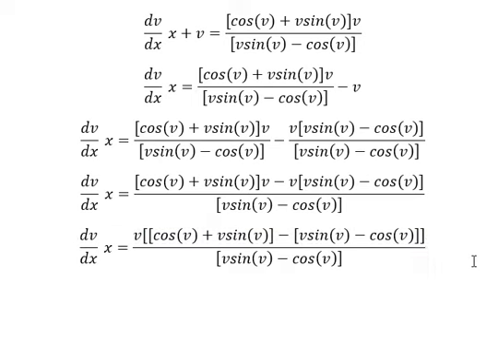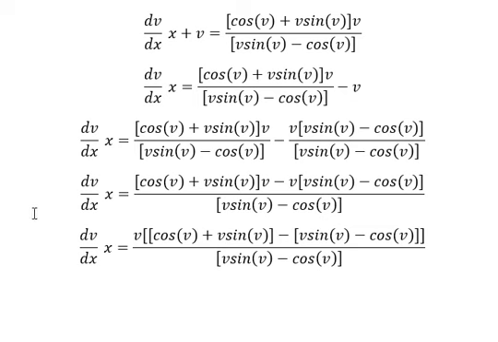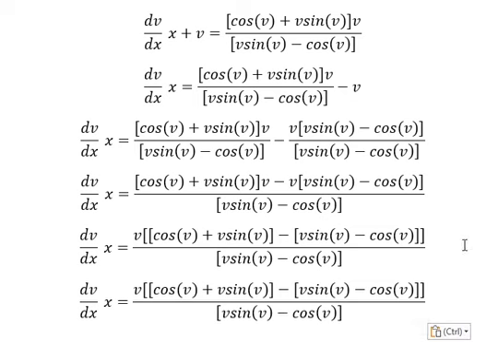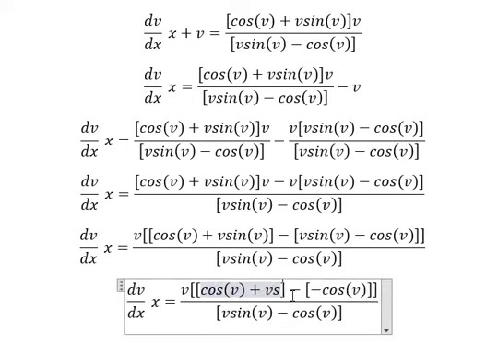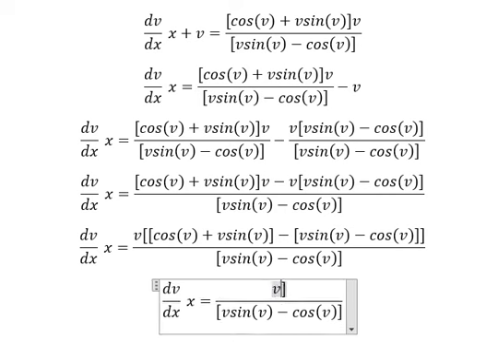Next, v sine v, so v sine v minus v sine v, we cancel in here. Next, negative, you got positive cosine v. So this one we have 2 cosine v.